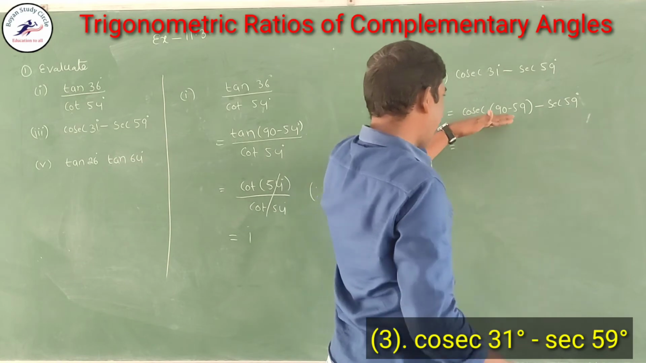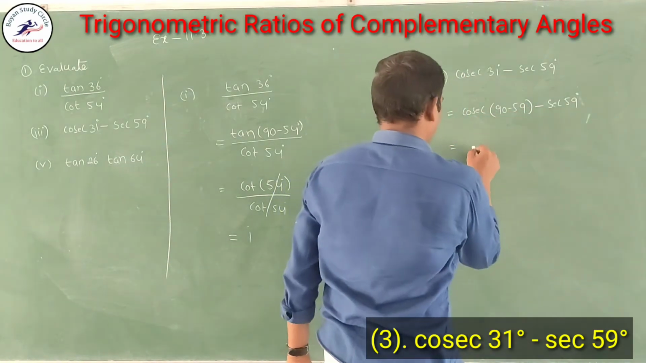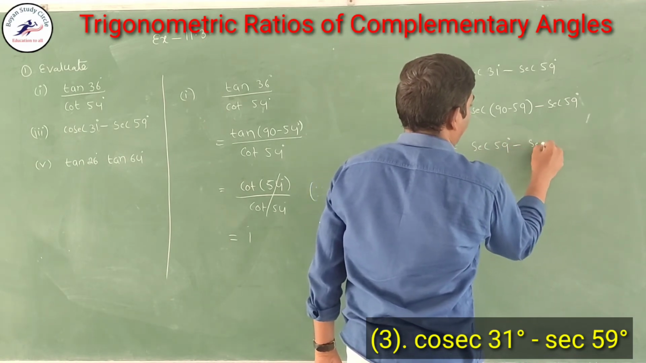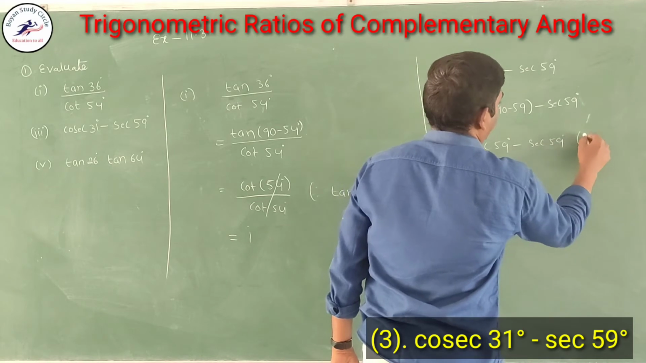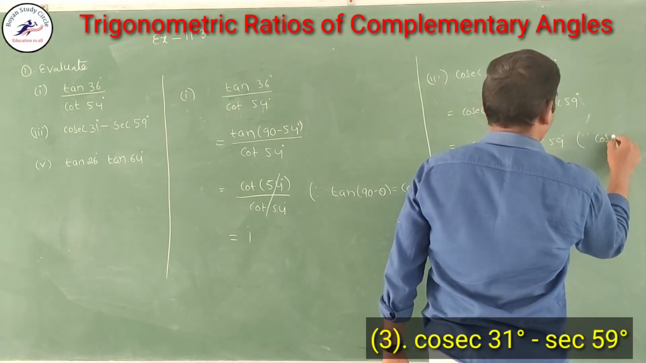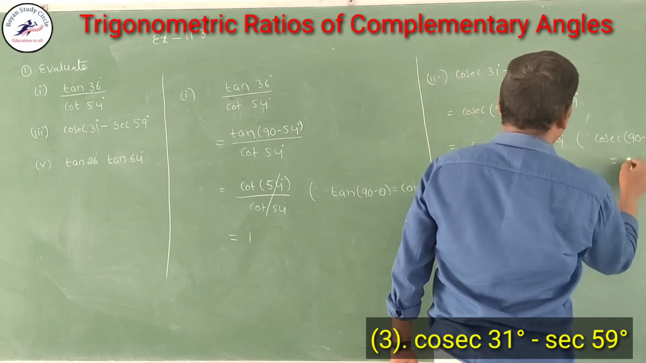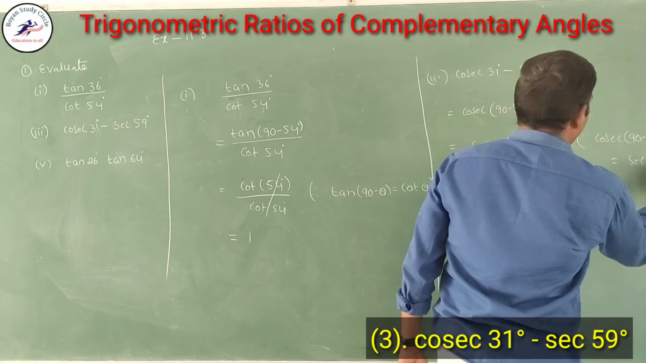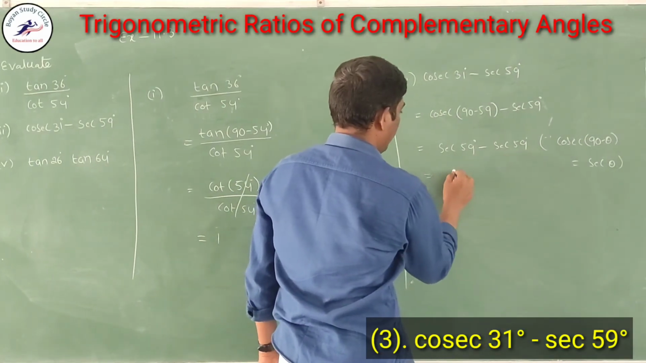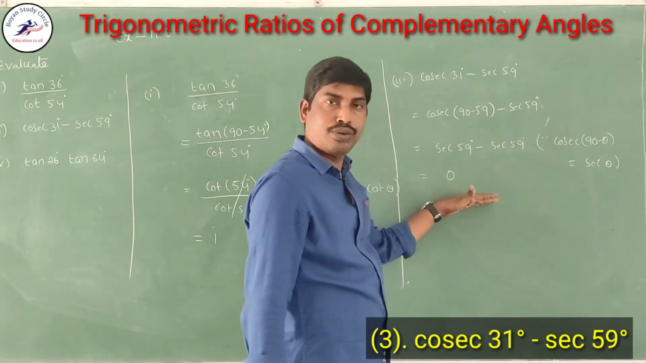Okay, cosecant of 90 minus 59, that is secant 59. Secant 59 degrees minus secant 59 degrees. Since cosecant of 90 minus theta is equal to secant theta, secant 59 minus secant 59 is equal to 0. Cosecant 31 minus secant 59, that is equal to 0.